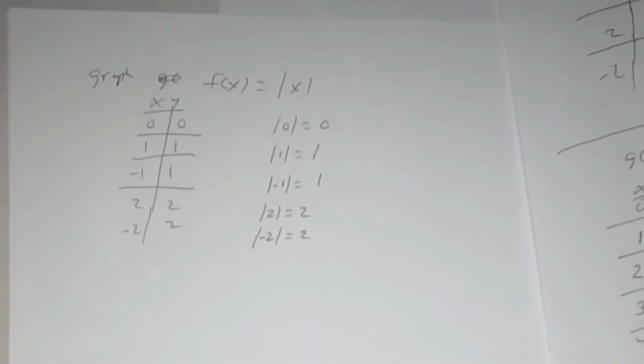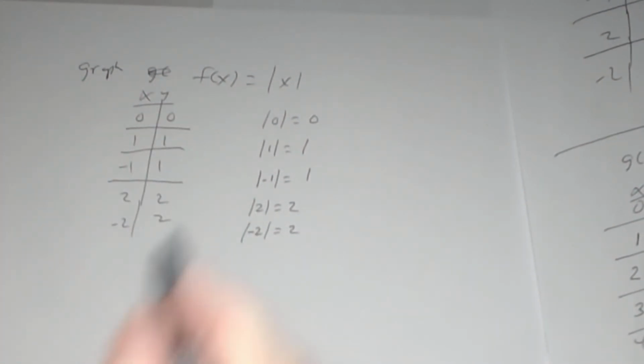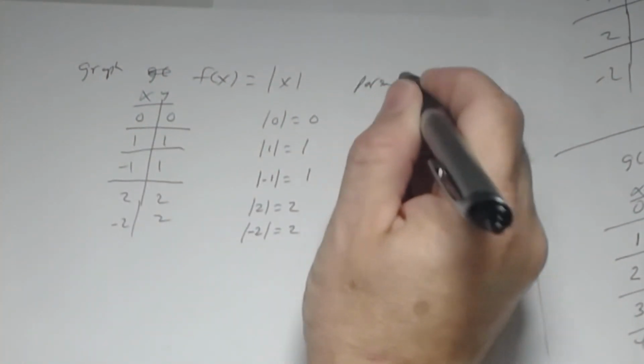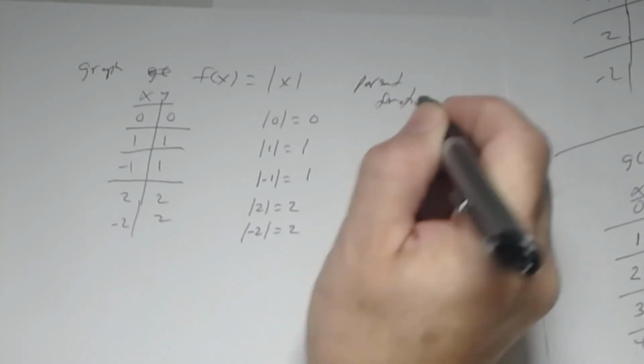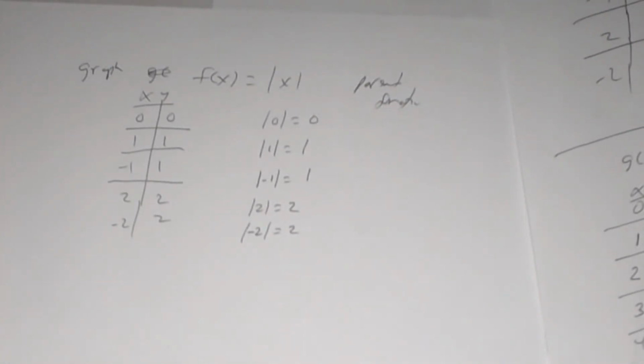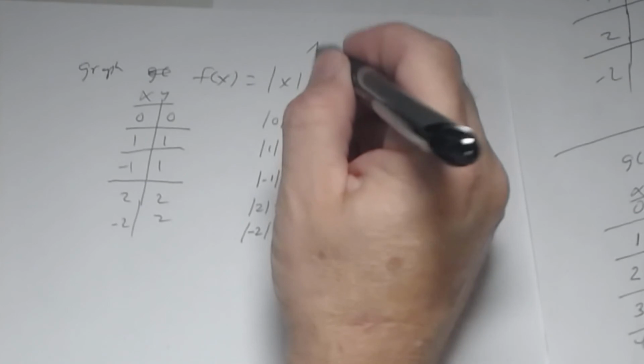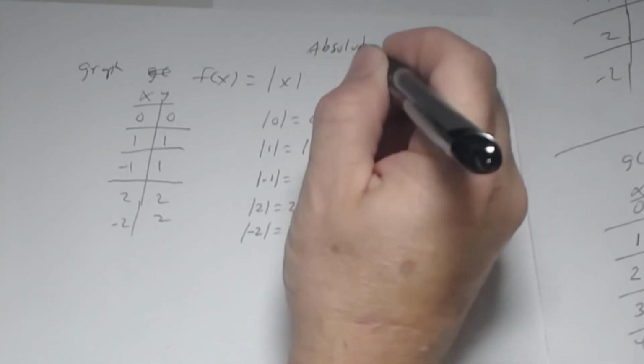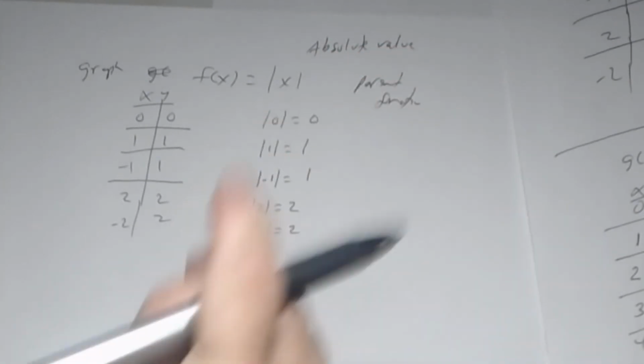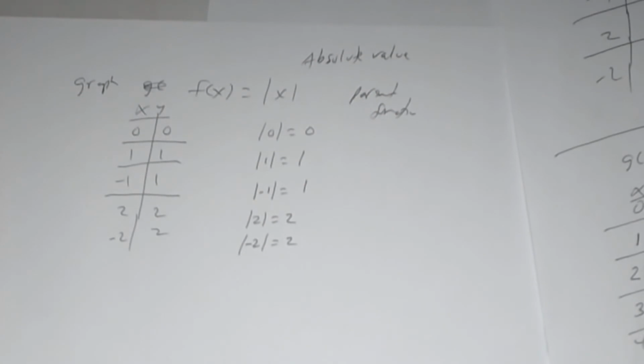And so when I graph this parent function, and this is called the absolute value. Absolute value? Like the vodka? I thought that was a new one. Absolutely. No, absolute value.